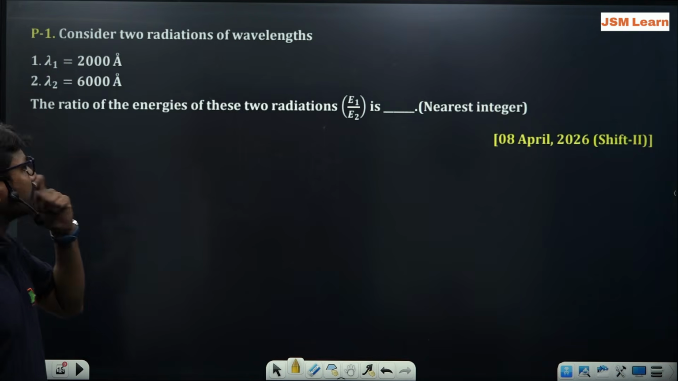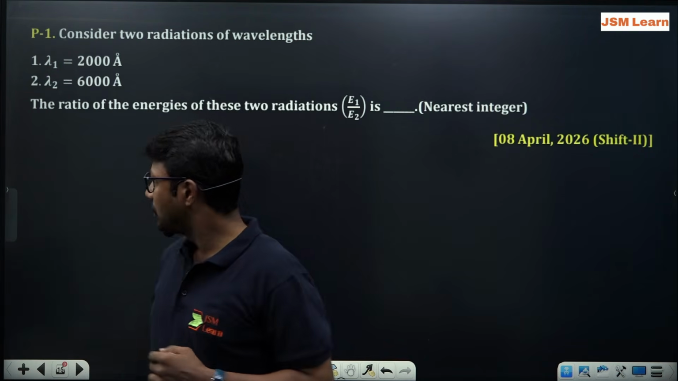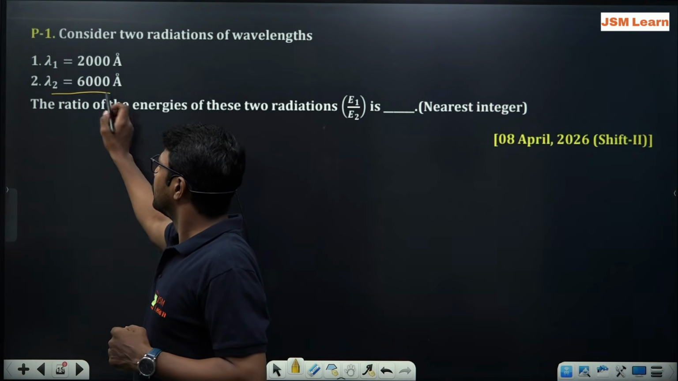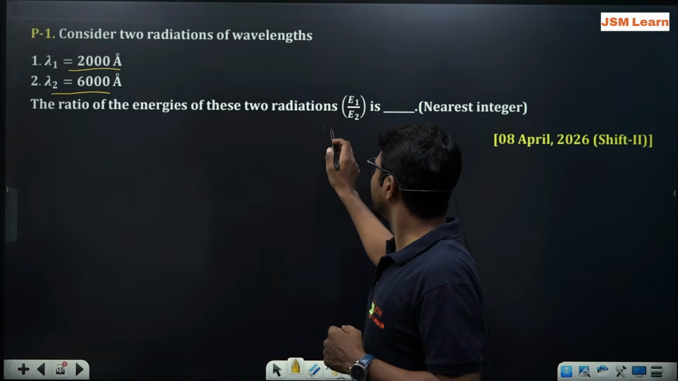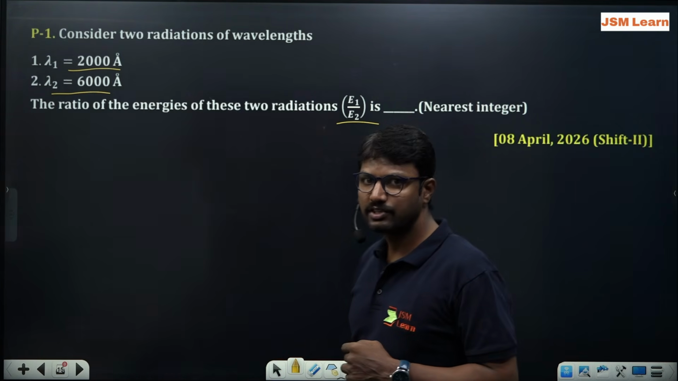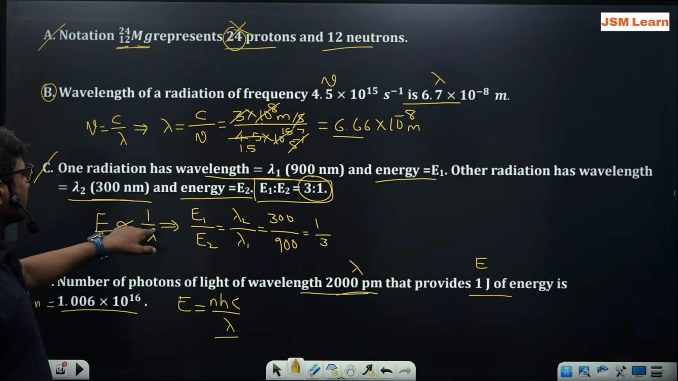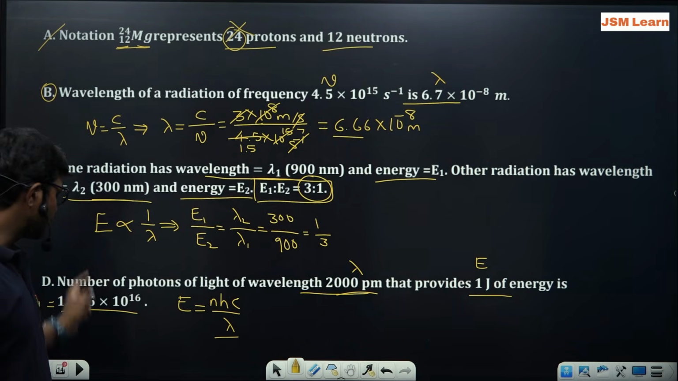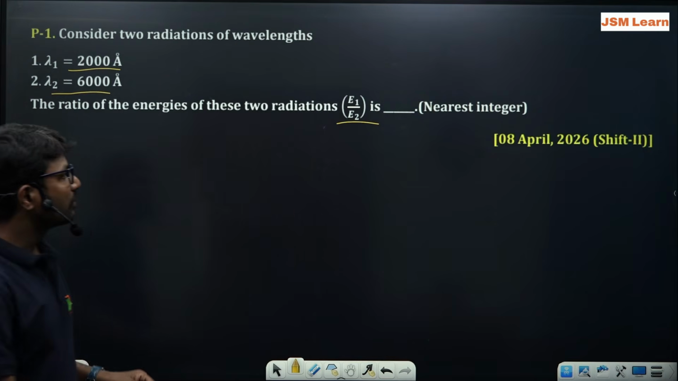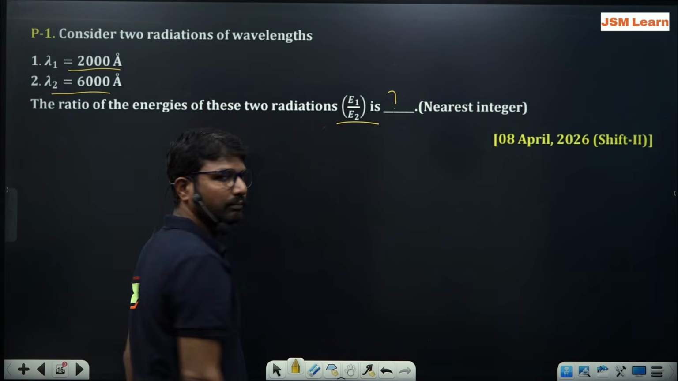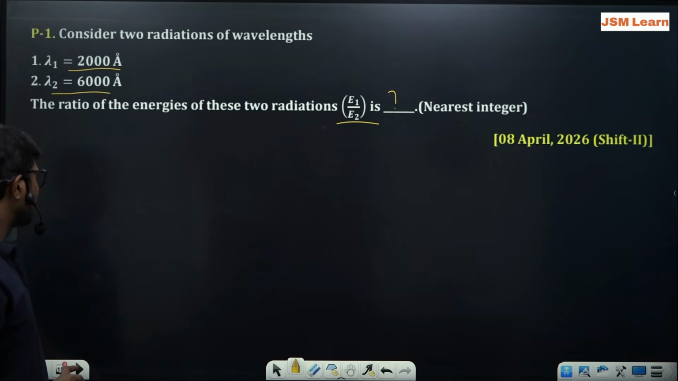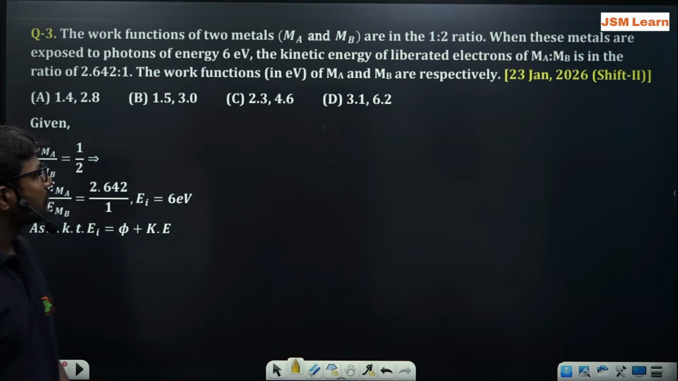One question is given for you as a practice matter. You can see here lambda 1 and lambda 2 wavelengths are provided, and they are asking for their energy ratio. So in the previous question, you can see the option C case; the same method you can use for the practice question, and comment your answer below. Okay, so let us see the next question.